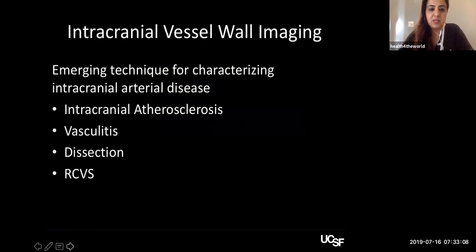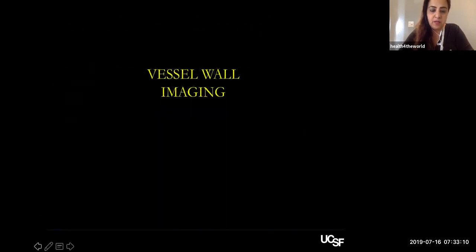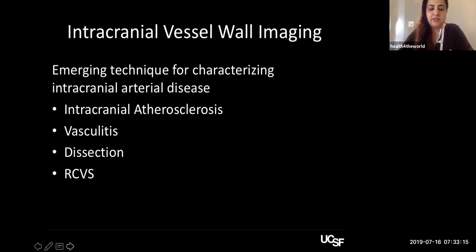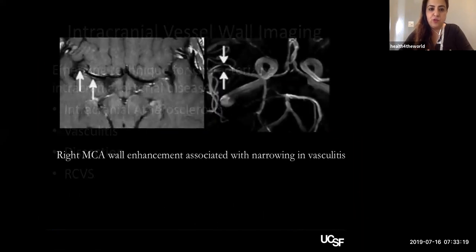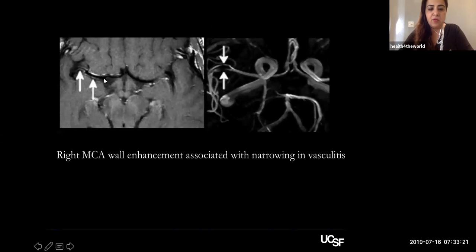All right, so vessel wall imaging is another thing which we do at our hospitals and which is slowly spreading around the world. It is an emerging technique for evaluation of what is causing the vessel narrowing. I'll just show a few pictures of this. This patient had right MCA wall enhancement associated with narrowing, and this was a patient with vasculitis.